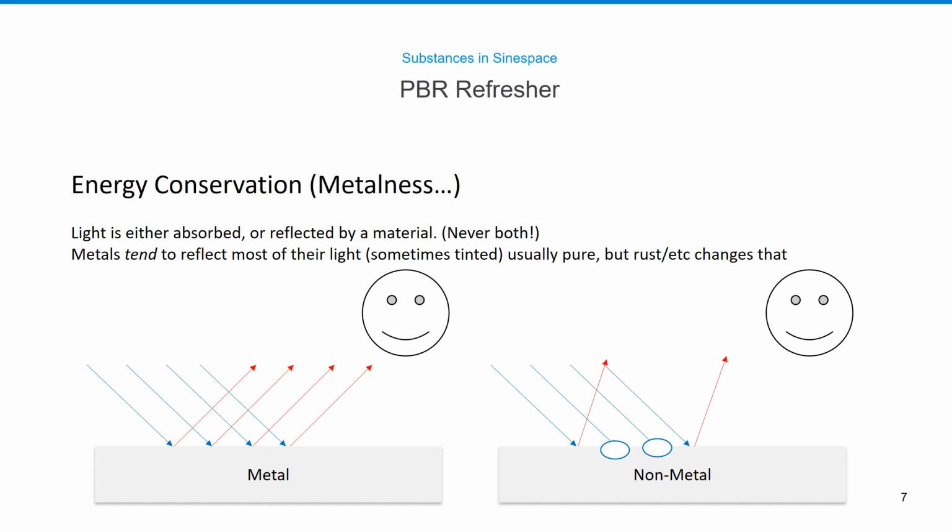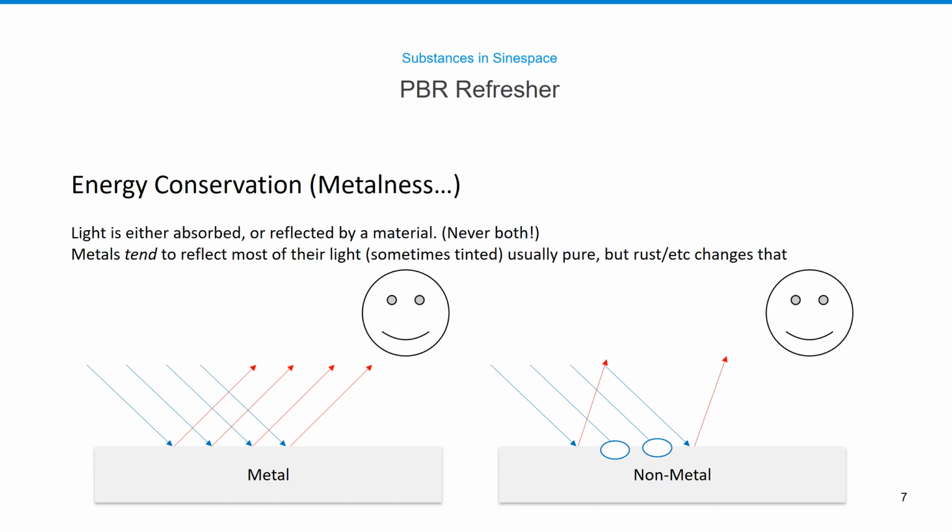The other component is called metalness. Metalness is to do with energy conservation. Light is either absorbed or reflected by a material. It will never be both. Some objects will absorb the light. It might bounce around a little bit underneath and come back out, and that's called subsurface scattering, but often it doesn't. Or it will be reflected. Metals and non-metals have very distinct categories of how they conserve energy here.